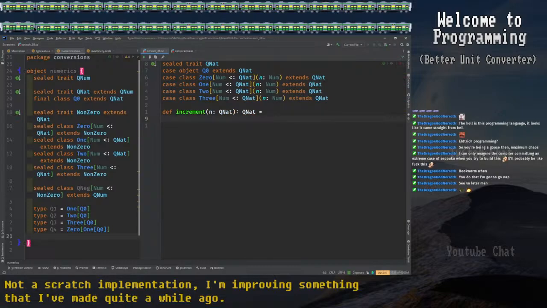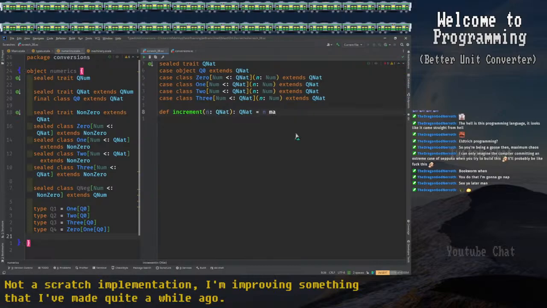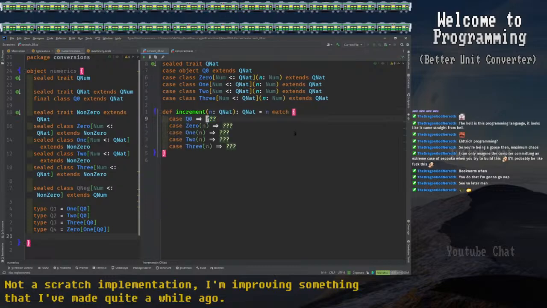So I increment this. I just have to do n match to exhaust this. Yeah, Q0 becomes 1, 0. It becomes a 1. And don't type.